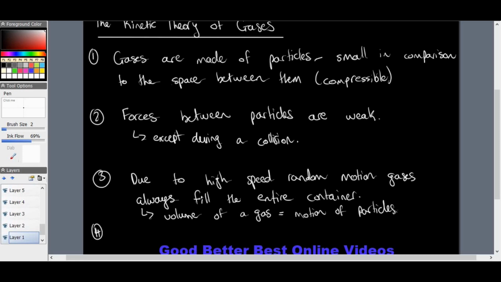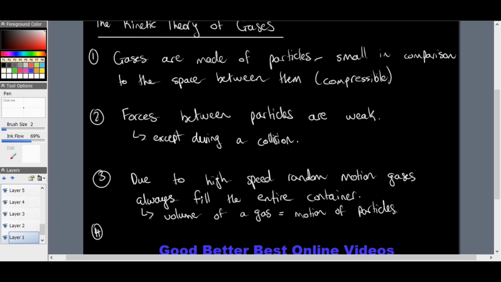Okay, gas particles collide elastically with one another and with the sides of the container. So what does that mean when I say they collide elastically? That means that no kinetic energy, which is energy due to motion of an object, in this case the gas particle, is lost during the collision.